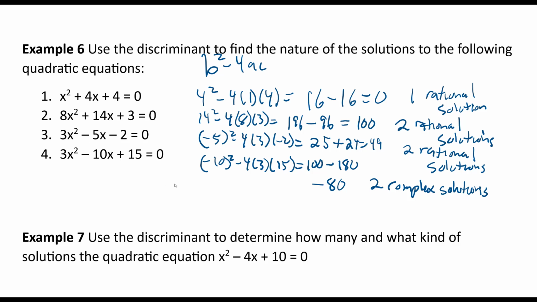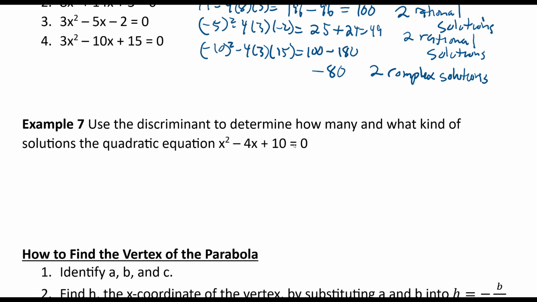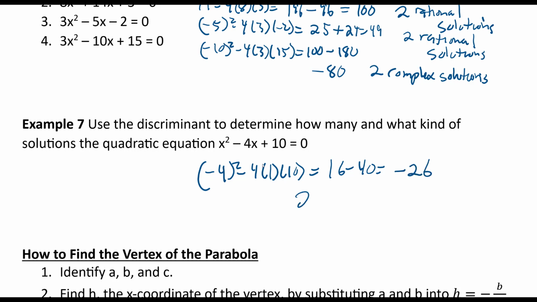Example 7 is more of the same. Use the discriminant to determine how many and what kind of solutions the quadratic equation has. We have x squared minus 4x plus 10. So again, we look at b squared minus 4ac, so -4 squared minus 4 times 1 times 10. That's 16 minus 40, so it's going to be -24. So it's going to be two complex solutions. Okay. Kind of a cool tool. And that's it for this part of this lesson.